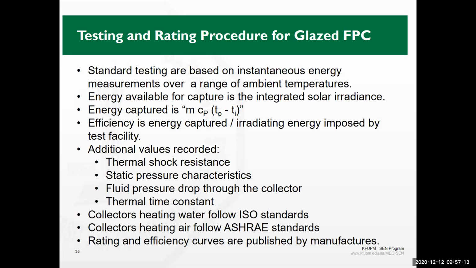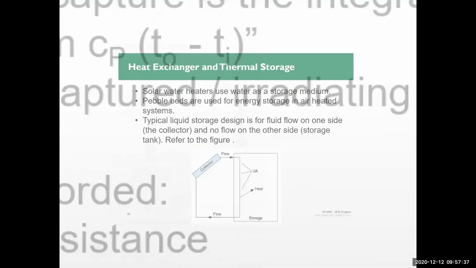Water heating collectors follow the ISO standards, whereas the air heating collectors follow the ASHRAE standards. Rating and efficiency curves should be published not only by the manufacturers, as written here, but also by independent agencies, which in many cases are more trusted because they are not biased. And they do it for different types of collector manufacturers.